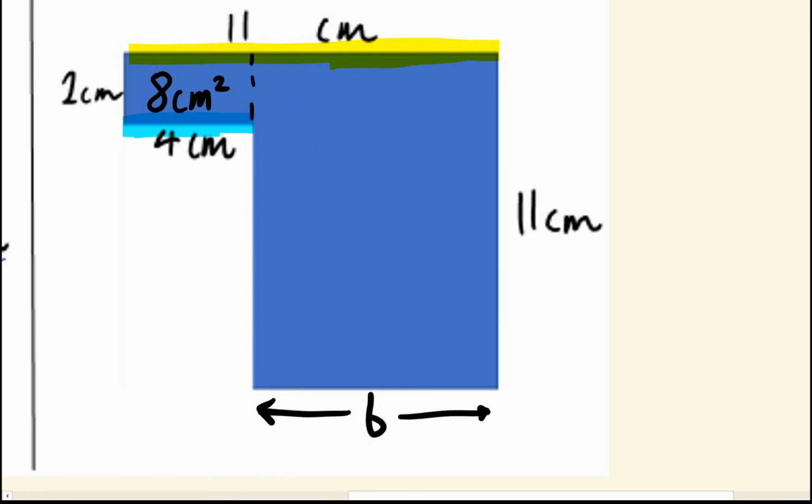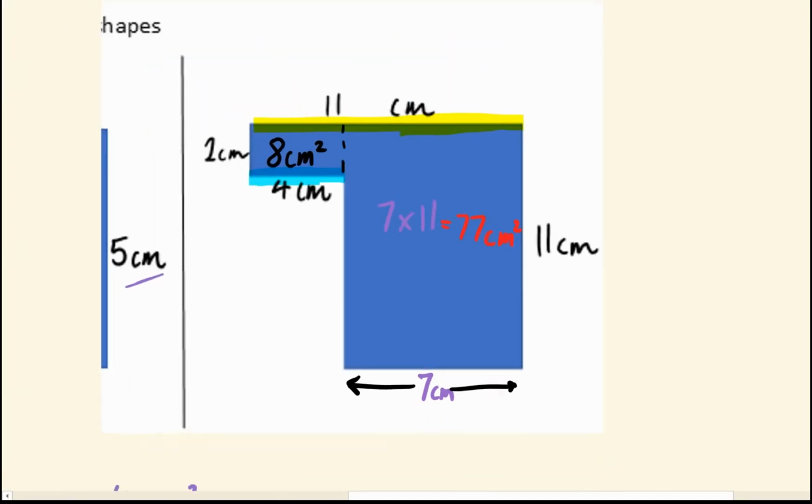So working that out, if I do 11 take away 4, that gives me 7. So therefore my base is 7 centimetres. I can now work out this area. 7 times 11 is going to be 77 centimetres cubed.